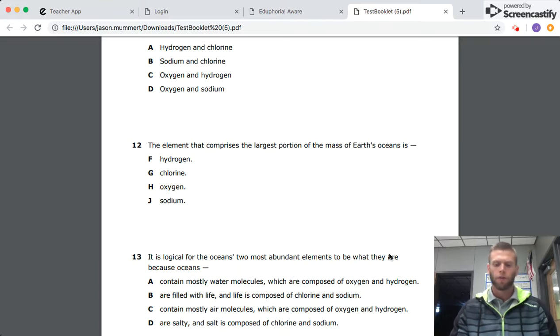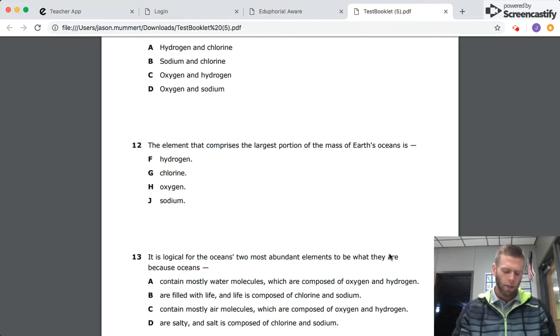All right, so using these 4 pie charts, you'll answer the next question. Number 16, which element is found in relatively high abundance in the human body as well as the Earth's ocean, crust, and atmosphere? So which element is in all 3 of them with a high quantity? F, silicon, G, nitrogen, H, oxygen, or J, carbon.